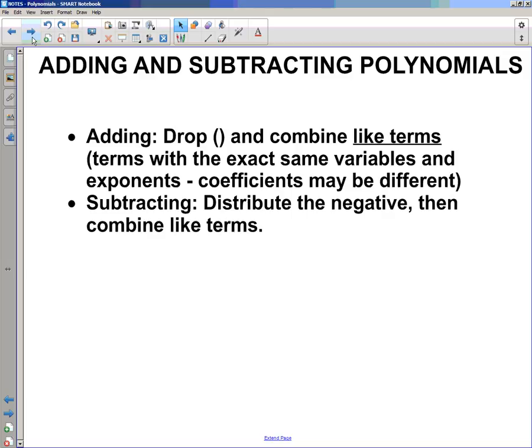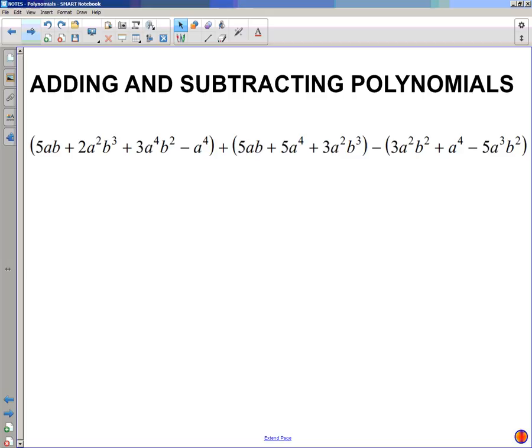If we are subtracting two polynomials, this is likewise relatively simple. Basically, you're going to take that subtraction sign, that negative sign in front of one of them, and distribute that into the polynomial that's being subtracted, and then basically you're adding at that point, just combine like terms. So let's look at just one quick example here. This looks like kind of a messy problem, but I assure you it's going to go pretty quickly for us.